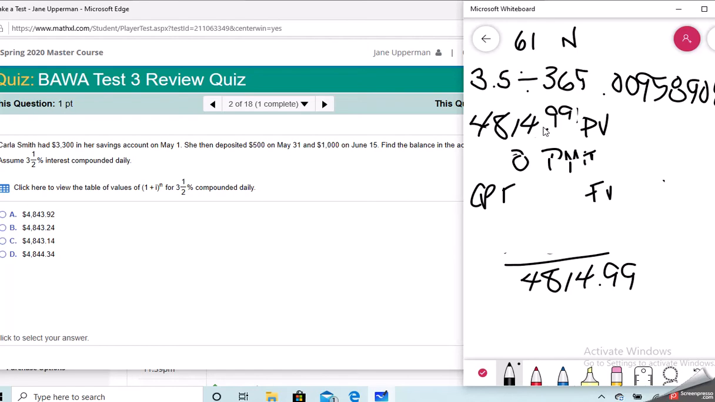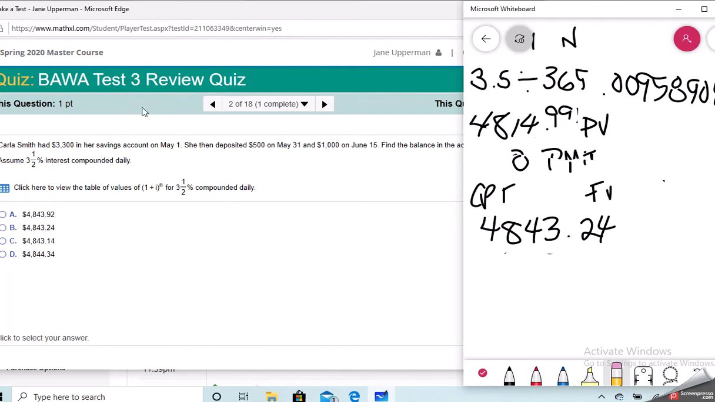The $4,814.99 becomes my new present value, and I'm going to compute the future value. So again, make my N 61, type that into the calculator, 4,814.99, hit the plus or minus button, then push the PV button. I'm leaving my IY and my payment because I didn't clear my tables, and those are the same. Now compute the future value, and I get $4,843.24 if I round it. So that is B.